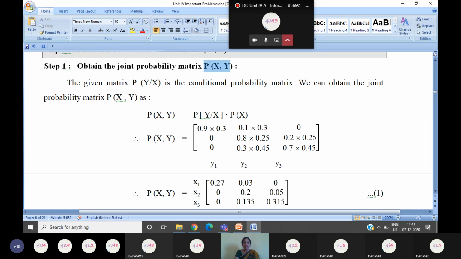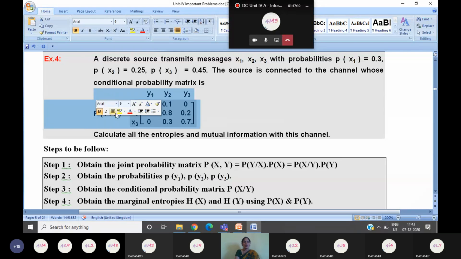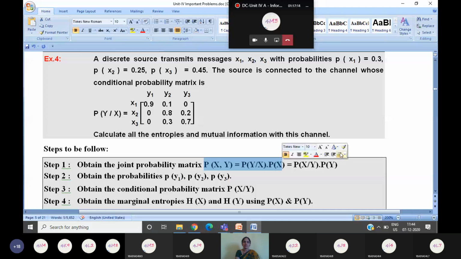P of xy is the joint probability matrix which can be obtained as P of y by x into P of x, or P of x by y into P of y. But from the question we have only P of y by x. What is given in our question? Only P of y by x is given to you. So how do we get P of xy? P of y by x into P of x. And the P of x elements are 0.3, 0.25 and 0.45.